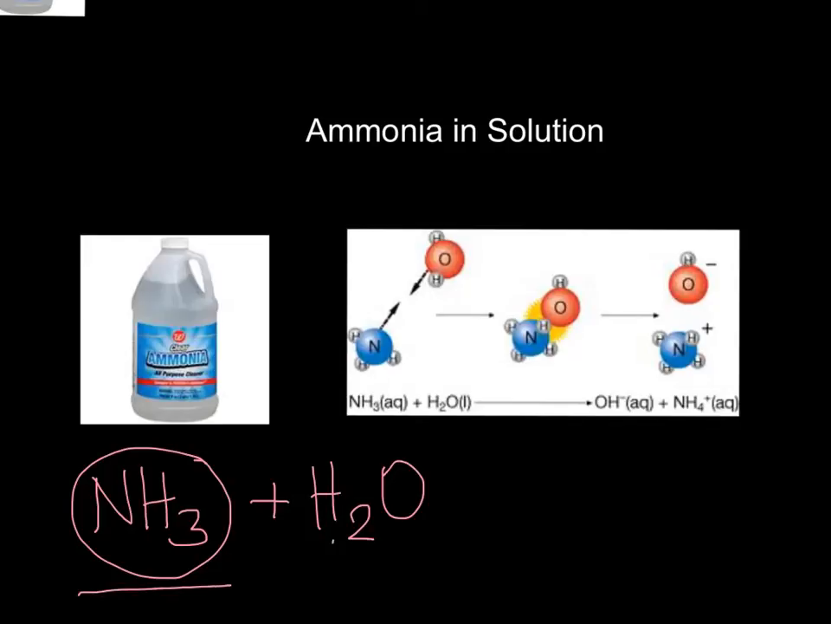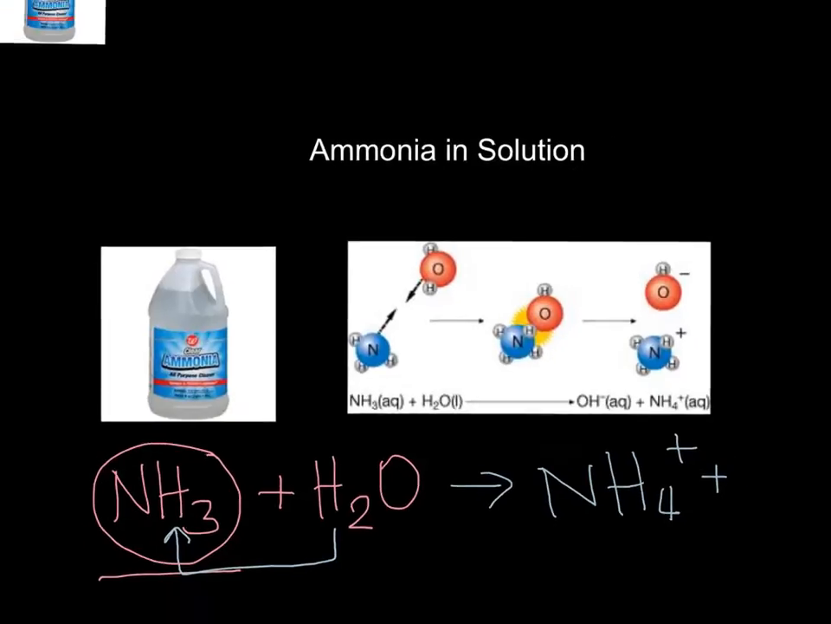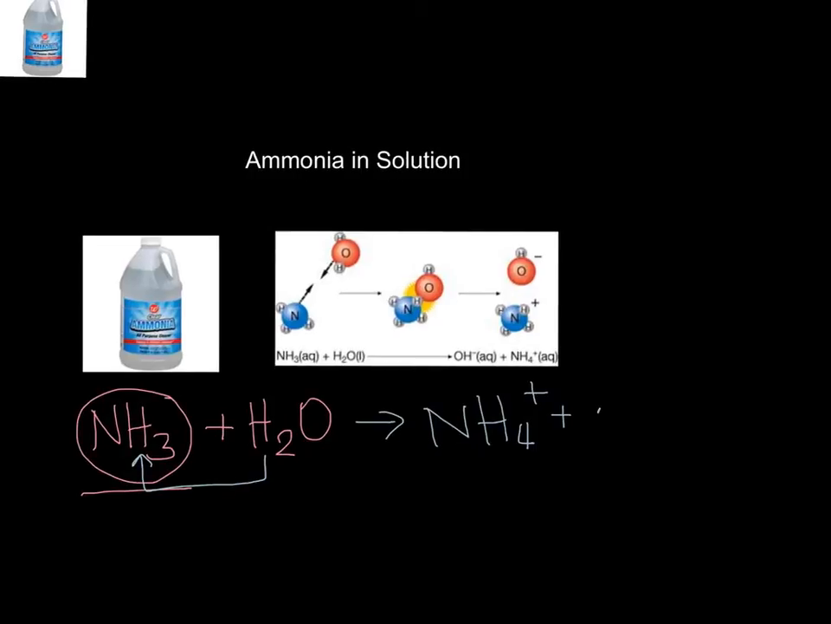Ammonia is a base, and the definition of a base is that when it's placed in water, it will accept a hydrogen ion. So water gives up one H to the ammonia, and you end up forming this product here, NH4+, the ammonium ion, and hydroxide ions. Those hydroxide ions always form when bases react, so OH-.